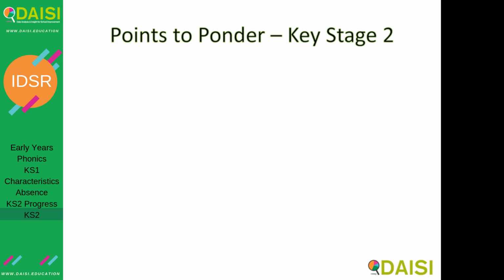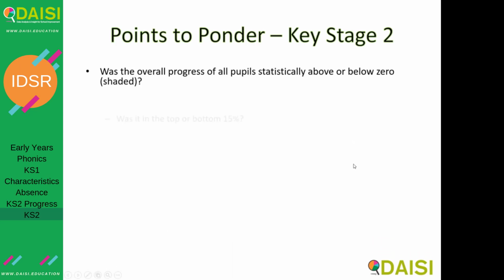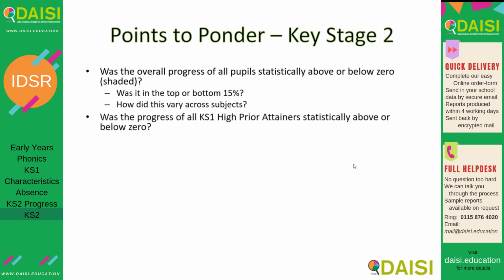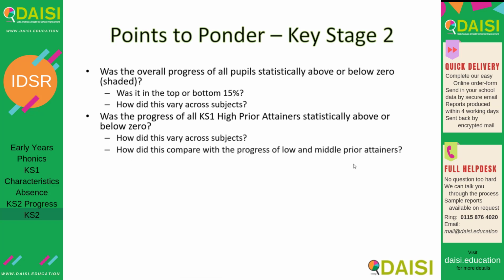So here are some points to ponder for Key Stage 2. How did you do? What percentile rank were you? And you can find that out, as I say, in our DAISI Education blog. How did this vary across subjects? Were you well above? Were you above? Were you well below? Were you below the national average? How did this vary across subjects?